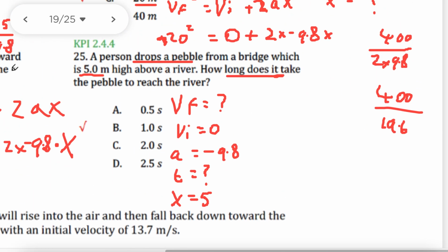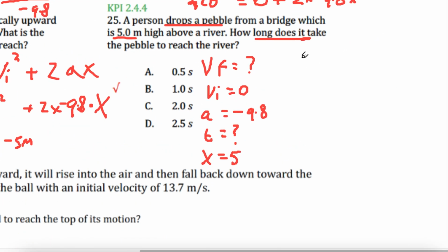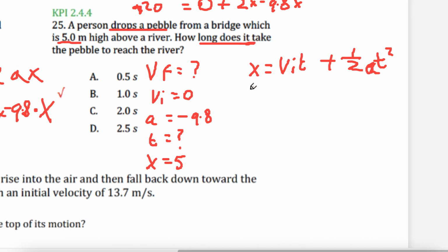So let's do it. I'm running out of space here, so let me erase all of that. That's already done. And let's continue from here. So I will use the second formula. X equals VIT plus a half AT squared. What is X? Well, that is just my displacement, which is 5. Vi is 0. So 0 times time, luckily I don't need to worry about any quadratic equation. 0 times time is just going to be 0. So I can solve for this t over here.